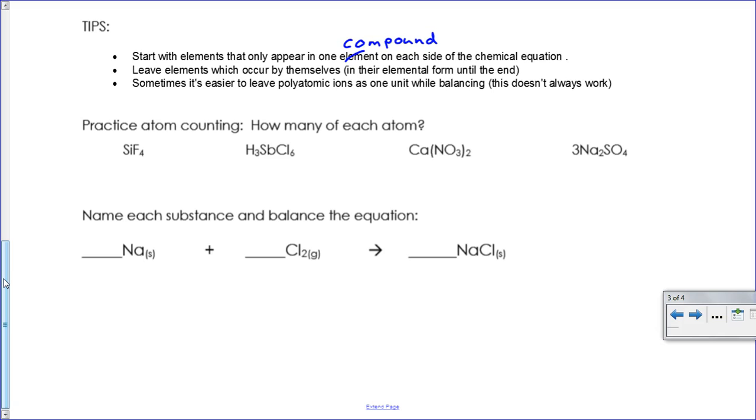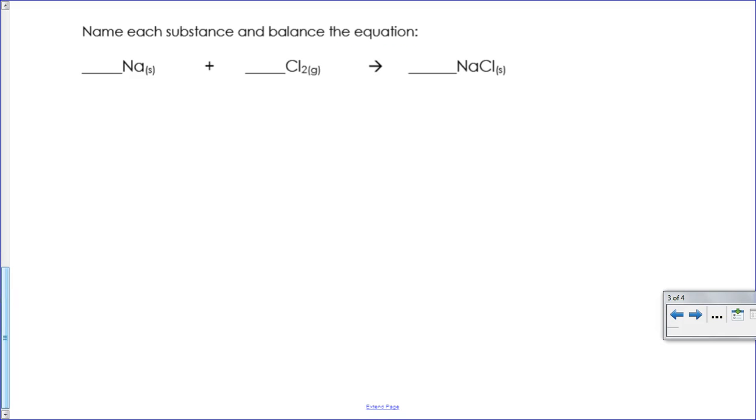Now I'm going to go to the bottom of this page and explain this process of balancing. The first thing you need to do is count how many atoms of each element there are. This one only involves sodium and chlorine. On the reactant side, the left-hand side, we've got 1 sodium, as is written, and we've got 2 chlorines because it's Cl2. If we go over to the product side, we have 1 sodium and 1 chlorine. So we can see here that it's not balanced because the left-hand side has 2 chlorines and the right-hand side has 1 chlorine.